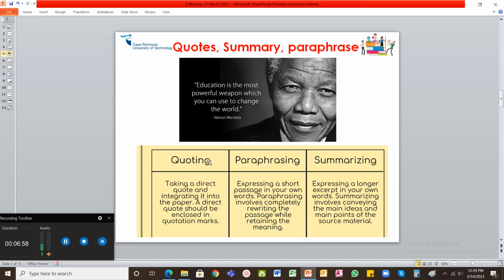So this will be a quote. Taking a direct quote and integrating it into your paper, a direct quote should be enclosed in quotation marks. That's at the beginning and at the end.